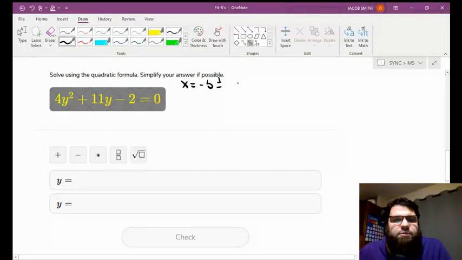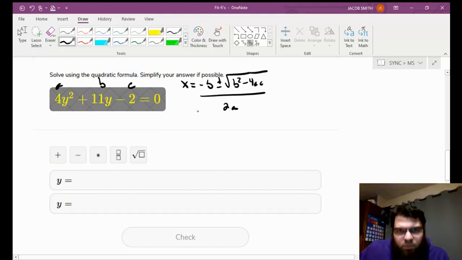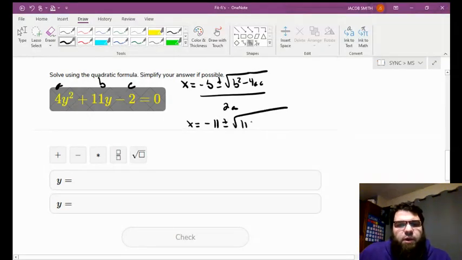Negative b plus or minus the square root of b squared minus 4ac all over 2a. All right, remember our a goes with our quadratic term, b is with our linear term, and c is the constant. So we have x equals negative 11 plus or minus the square root of 11 squared minus 4 times 4 times negative 2, all over 2 times 4.